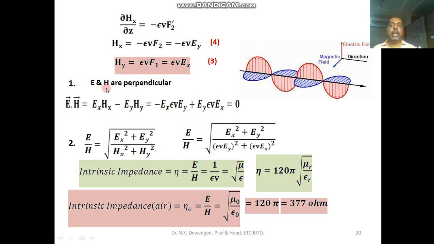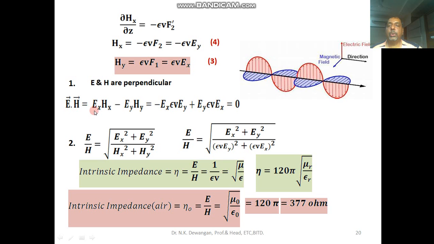Now we have to show that E and H are perpendicular. For that we will calculate the dot product of the electric field and magnetic field. So electric field E vector dot H vector. E vector is Ex ax plus Ey ay, and H vector is Hx ax plus Hy ay. So I am writing here the value of E vector and H vector.